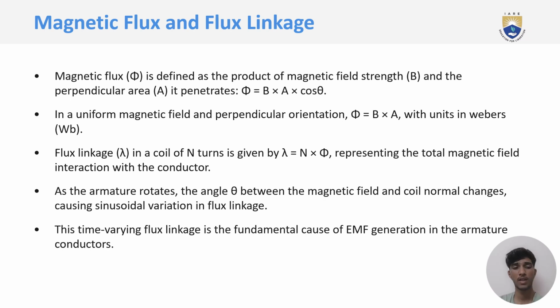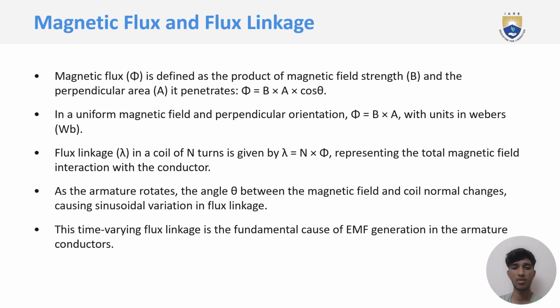Magnetic flux and flux linkage. Magnetic flux represents the total magnetic field passing through a surface area. It is calculated using the formula Φ = BA cos θ, where B is magnetic field strength and A is area. When a coil contains multiple turns, the total interaction between the magnetic field and the coil is called flux linkage. Flux linkage is given by λ = NΦ.